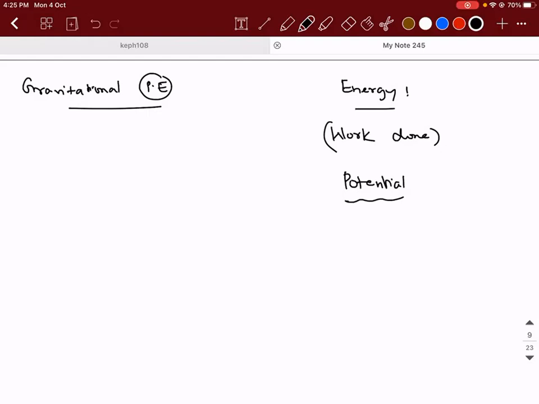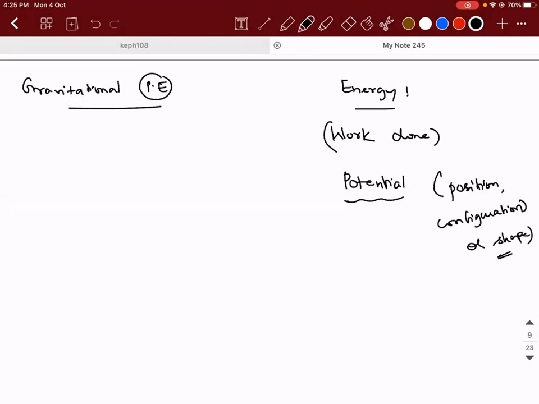Positions, initial or final position. You spoke about position, configuration. Let's speak about position, configuration, or shape. That is the meaning of potential.